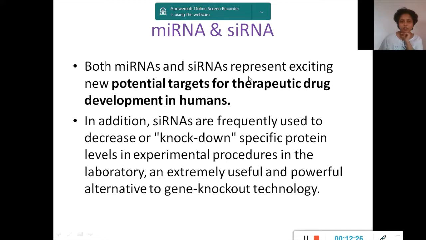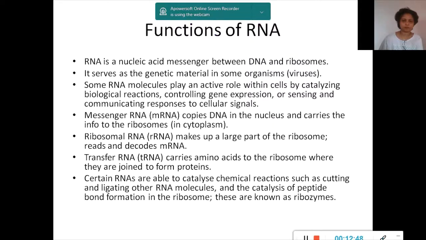So this miRNA as well as the siRNA are being used as potential targets for therapeutic drug development in humans. They are also frequently used to decrease or knock down specific protein levels in experimental procedures in the laboratories, as an extremely useful and powerful alternative to gene knockout technology.